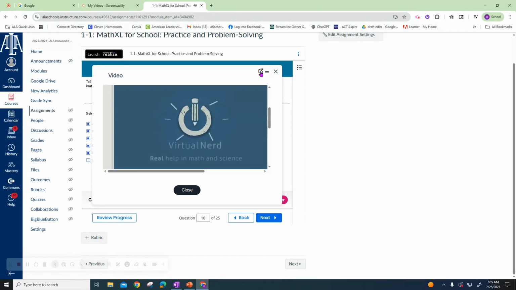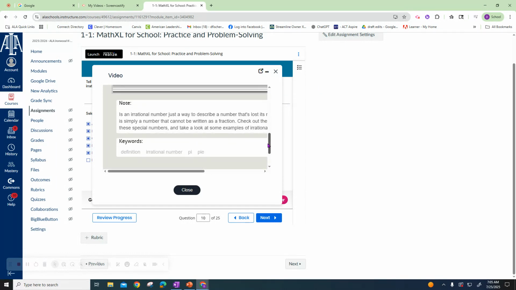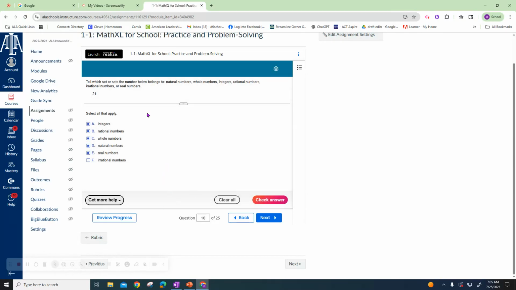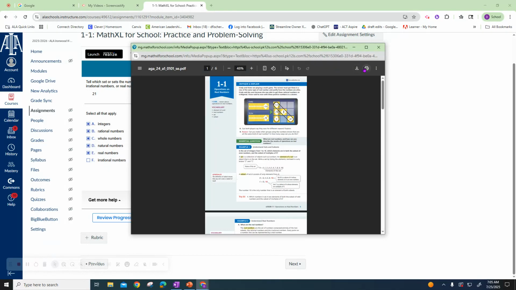Wow, now that one's really not going to be super helpful because she just told me what an irrational number is, and that's it. So let's go up and see. It's not really going to help me with all those categories, so that's why your notes are super important. For some reason, if you forgot your notes, we could go back to our textbook. It goes right to the lesson that we were talking about.